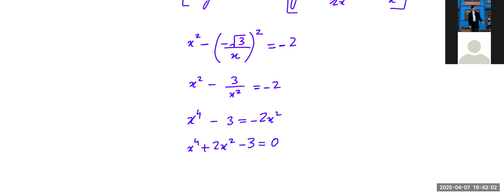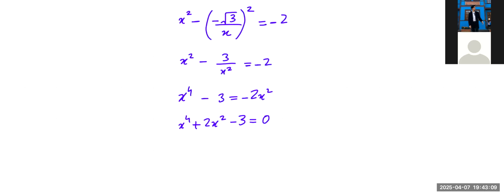which is where you have to realize that this is a quartic equation, of course, quartic because the highest power of x is 4. However, it can be modeled as a quadratic equation also. As you can see, you have something squared plus 2 times something minus 3 equals 0.